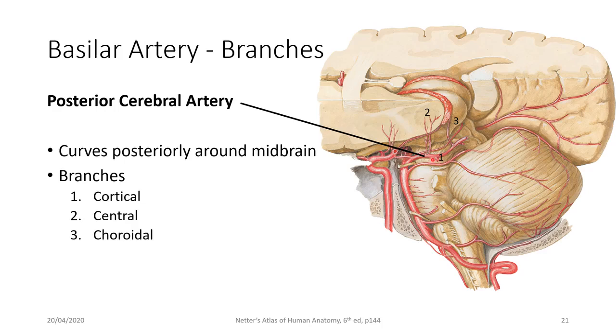They have a few major branches. Here are the cortical branches that go to the cerebral cortex, and they supply the temporal lobe and parts of the temporal and occipital lobes. Then there are central branches that go deep within the cerebrum and supply the central nuclei, thalamus and a few basal ganglia. There are choroidal branches that go to the choroid plexuses and help in the formation of CSF.